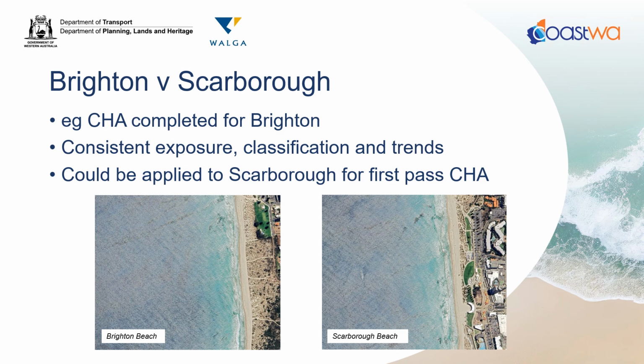So as an example, sections of the coast within the city of Stirling, we've got two photos here from Brighton Beach and Scarborough Beach, which are long, straight, sandy coasts. Now, they've got reasonably similar exposure, they've got reasonably similar orientations, they typically experience similar conditions, they're adjacent to each other. So in this particular case where you have such consistency from the two, if you've got a detailed assessment at Brighton Beach, you may simply be able to take that to Scarborough or vice versa.